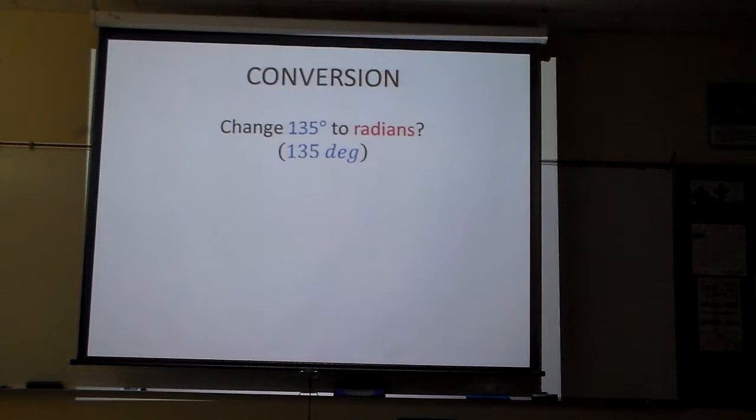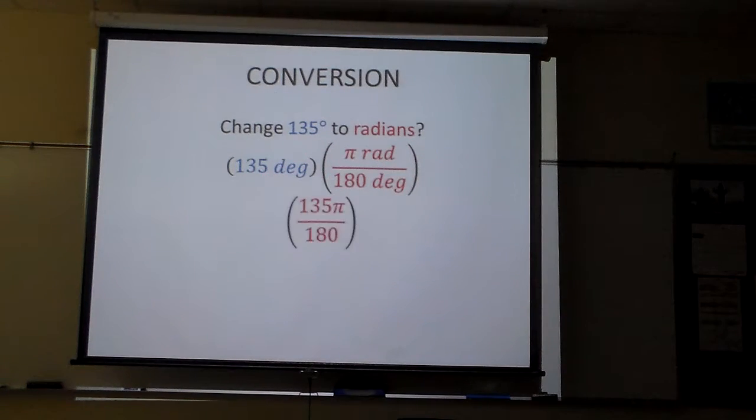Go back to radians. So basically, here's what we know. If I want to convert 135 degrees, I'm going to multiply it by pi over 180. And guess what's going to happen? Like in your science, you know how you cancel out degrees, you're left with radians. And basically, you're going to end up with 135 pi over 180 is your answer, except you have to reduce it.